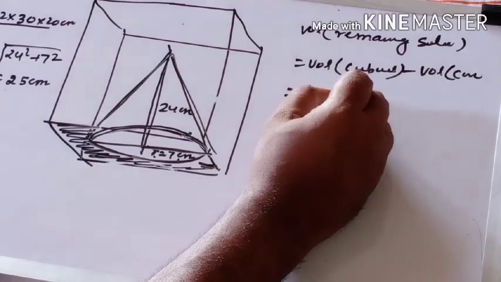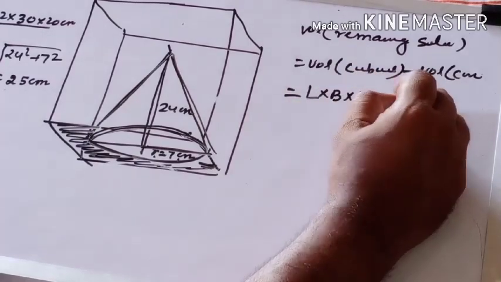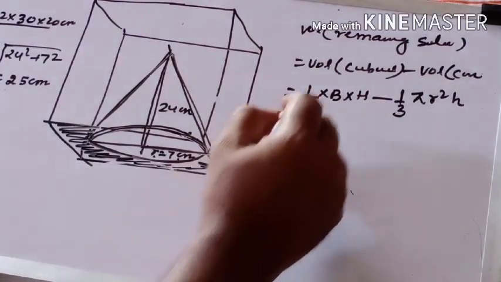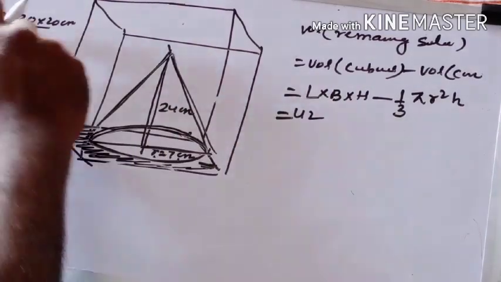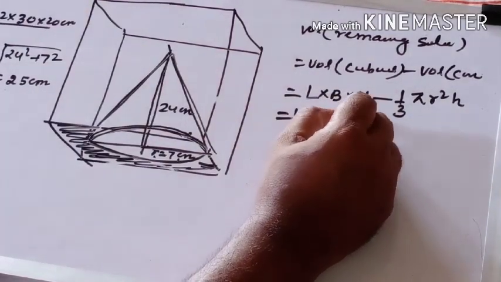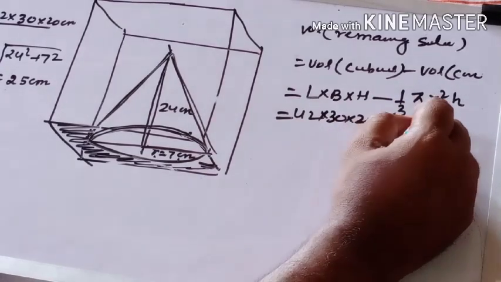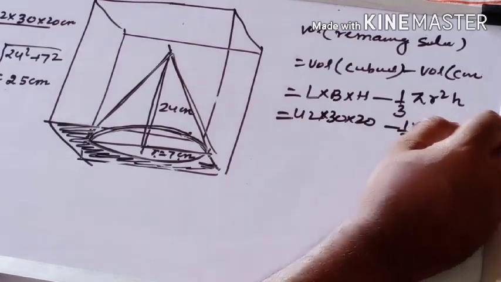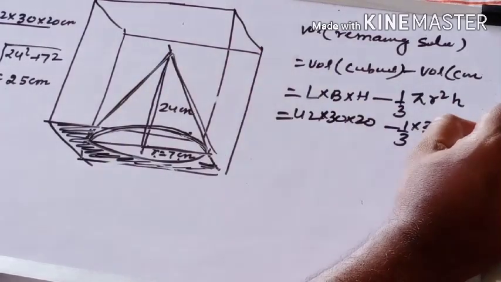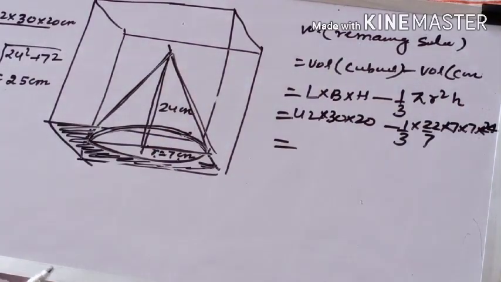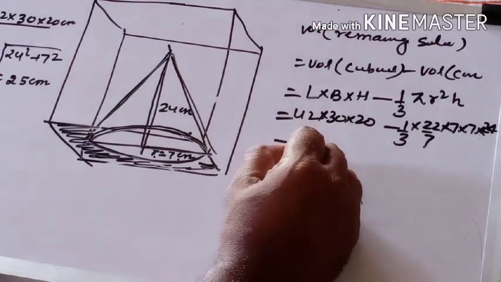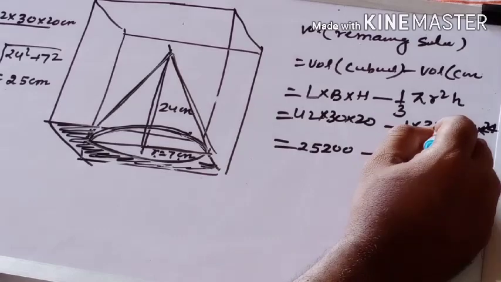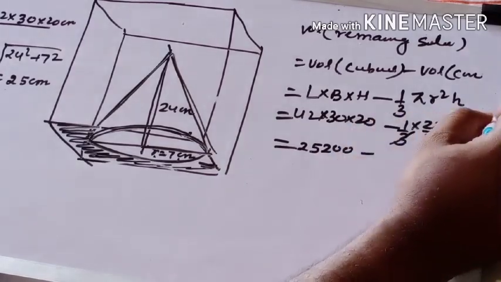Length into breadth into height, and volume of cone is 1 by 3 pi r square h. Length is given 42, so this is 42 into 30 into 20 minus 1 by 3 into 22 by 7. Radius is given 7 into 7. Height is 24. After calculation, you will find that this is coming out as 25200 minus, after cancellation, 3 8s are 24.